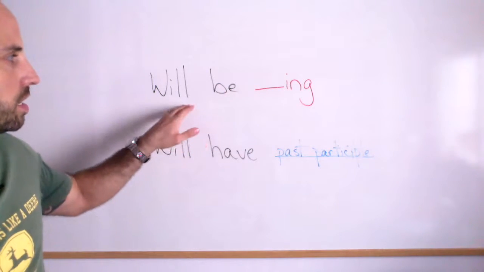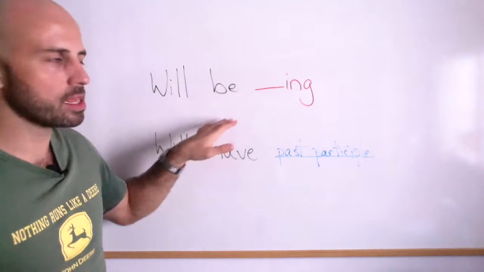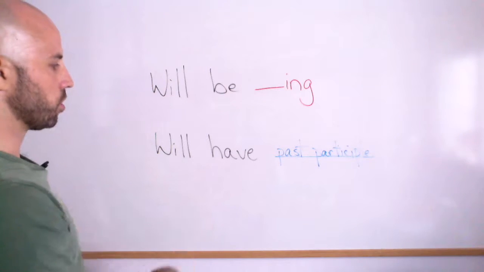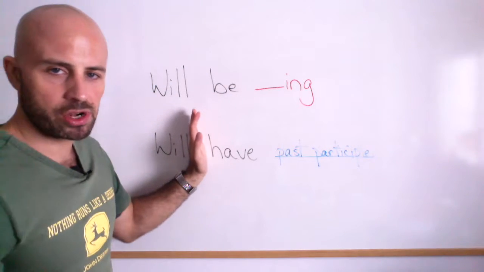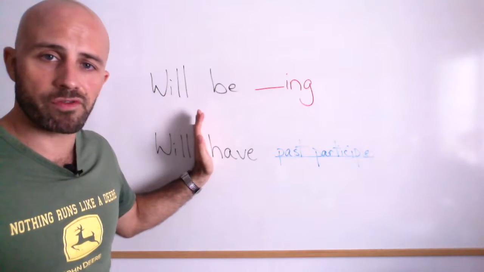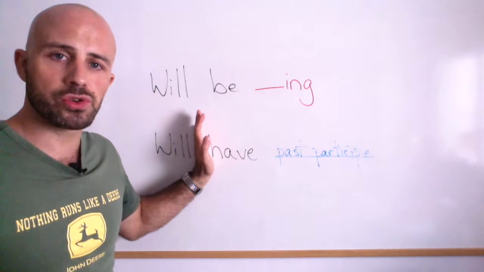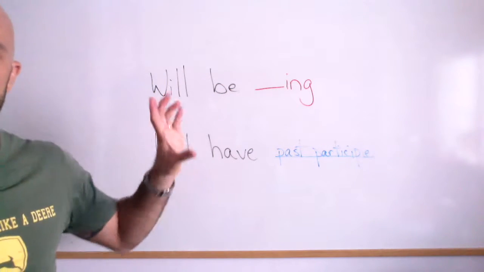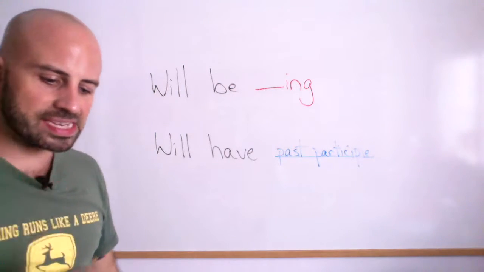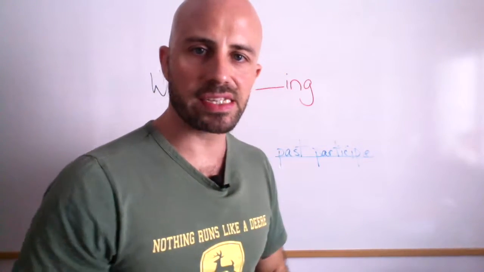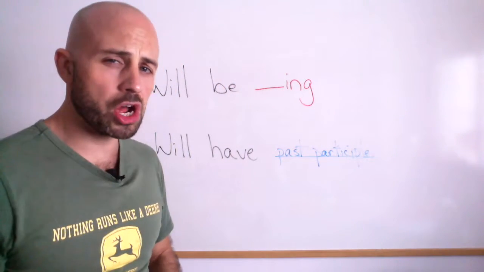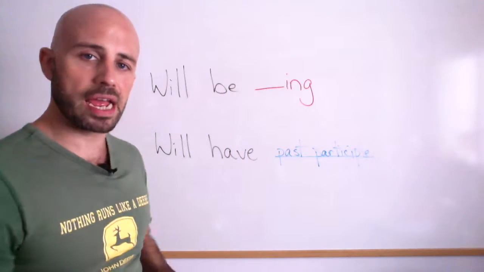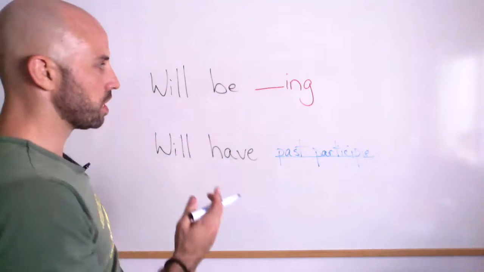And the future continuous is will be -ing. This shows that it's the future and continuous. The future perfect, will have plus past participle, is the present perfect. I have been to Japan. So the will makes it future. And that's an easy way to remember this. That's an easy way to know when to use these things, is it's the exact same thing as their present tense, only you add will.